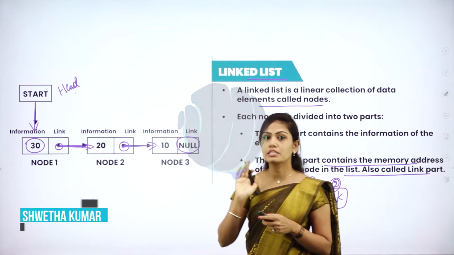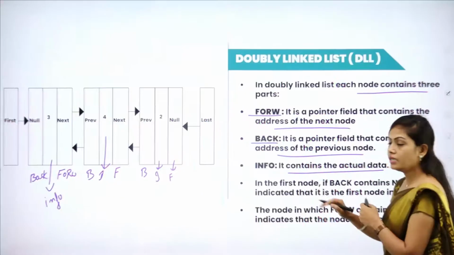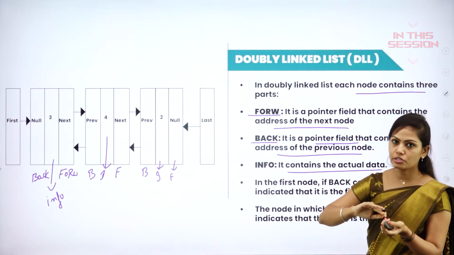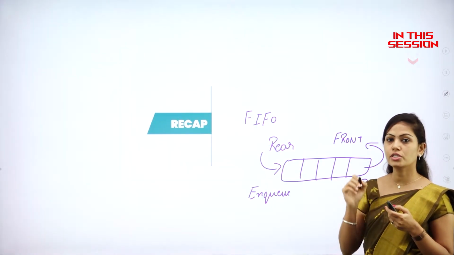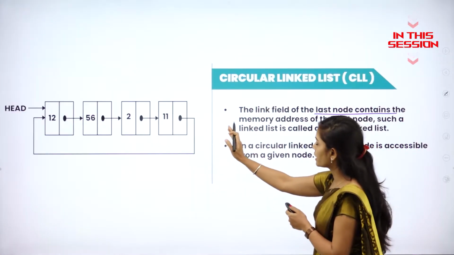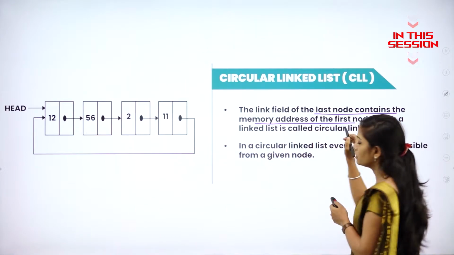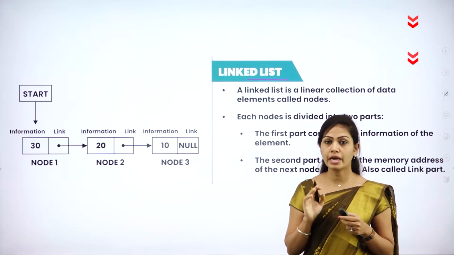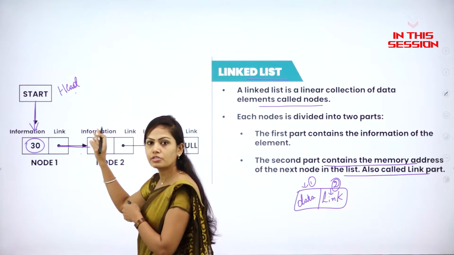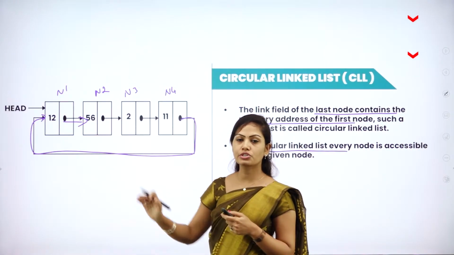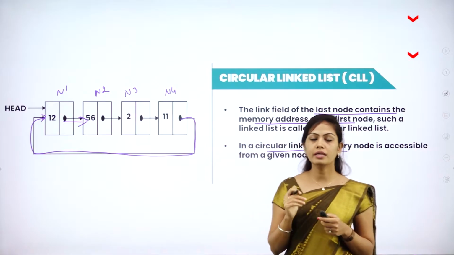and linked list is divided into two parts, that is and back is a pointer field that contains the address of the previous node. Queue is a linear data structure. It follows first in first out mechanism. The last node contains the memory address of the first node. Linked list is a linear data structure and it is a linear collection of. Link means it consists of the address of the another node. The last node contains the address of the first node is called as circular linked list.